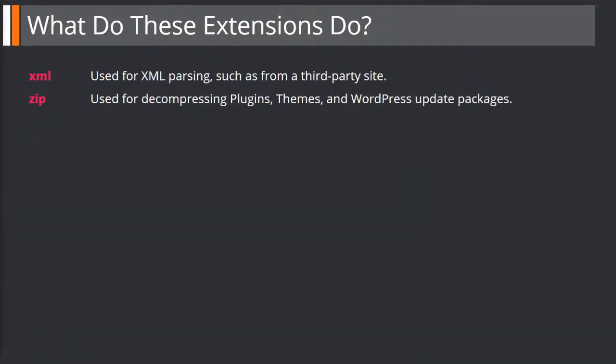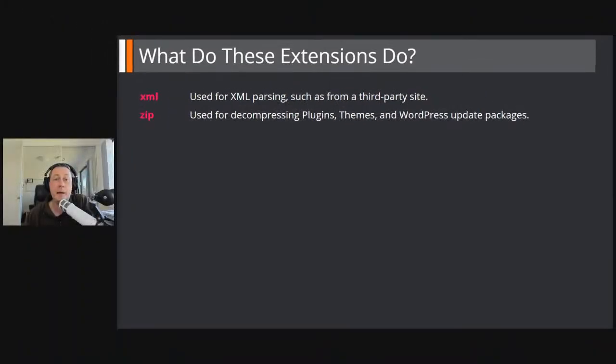And the last two, XML. Well, XML is another format. It's another file format for passing data, a data format. So that's used for exchanging information between different remote services as well. And then we've got zip. Now, everyone knows what zip files are. That's how the plugins and themes are distributed and updated in WordPress. They download the zip and they unzip it on the file system. So it needs to have access to zip.